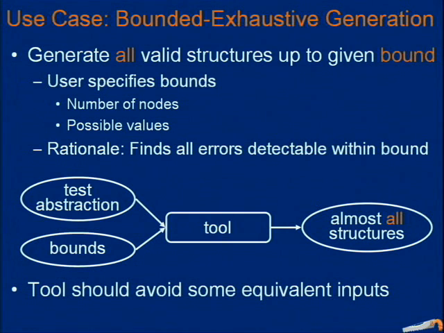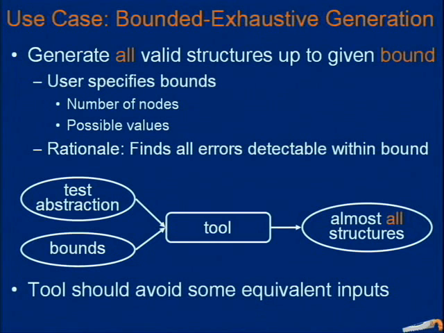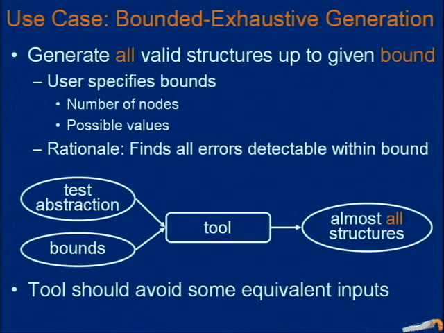So the idea then is that the user will not only give this test abstraction, not only how the inputs look like, but we also provide the bounds. So in our case with the graphs, the user will say how many nodes there are, maybe what are the possible values for these nodes, and so on. The reason why you may want to try this testing with all inputs up to a given bound is that clearly it can find the bugs that can be found within that bound. So this can cover many corner cases without explicitly thinking about them. The setup then looks like this: the user has to provide the test abstraction and the bound, and the tool will then generate all structures, or almost all structures within that bound.